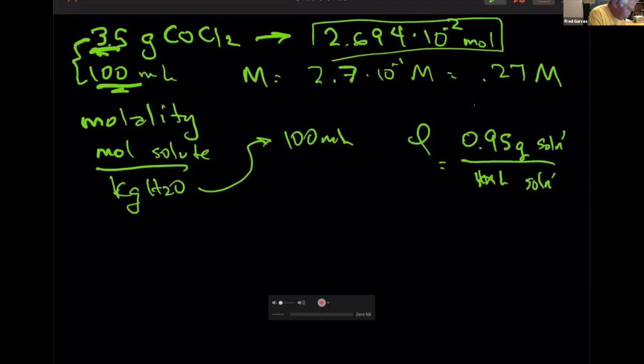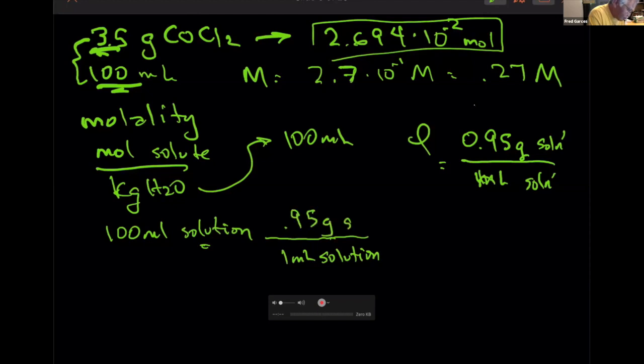Okay, we have 100 milliliters of solution. Notice I am carrying my label, because if you don't carry your label, you're going to easily get confused. And then I'm going to use the density. See how I have solution here? That means I'm going to have 1 milliliter of solution at the denominator of my conversion factor, and I'm going to have 0.95 grams of solution here. Not grams of water, but grams of solution. So if I do this, 100 times 0.95, that's just 95 grams of solution.